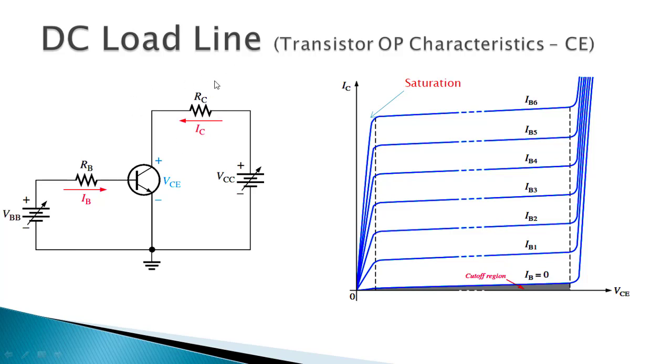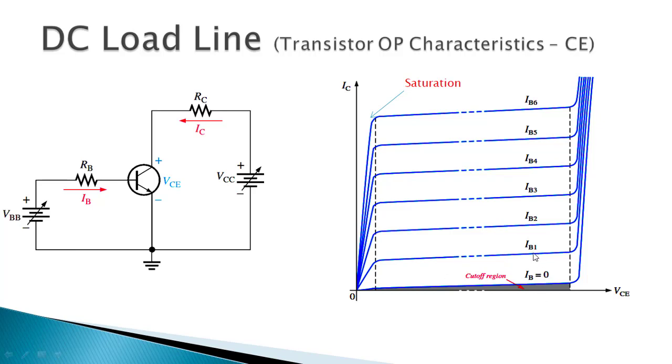So this is a common emitter configuration. This is the input voltage VBB, this is the output voltage VCC, RC is the output resistance, RB is the input resistance. This is the output characteristics waveform, drawn between VCE and IC. If the input base current is 0, the waveform is like this. If IB is 0, then the collector current is negligible, almost 0. Only a very small amount of current flows due to the minority carriers, called leakage current.